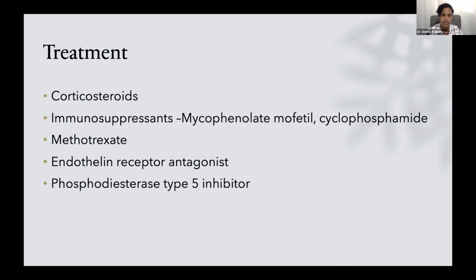Endothelin receptor antagonists can also be used, and phosphodiesterase type 5 inhibitors. The endothelin receptor antagonists are helpful for pulmonary hypertension, and the phosphodiesterase type 5 inhibitors, like sildenafil, can be very helpful for the Raynaud phenomenon.